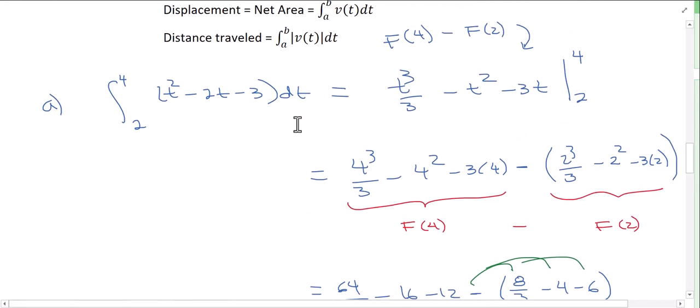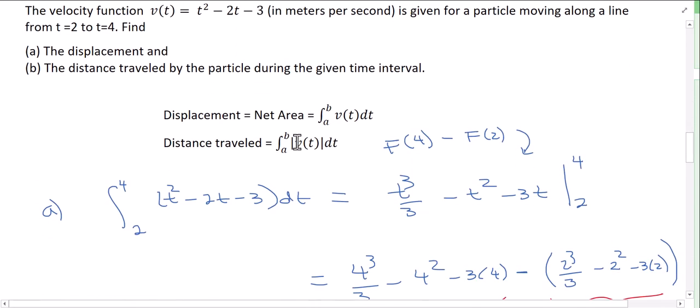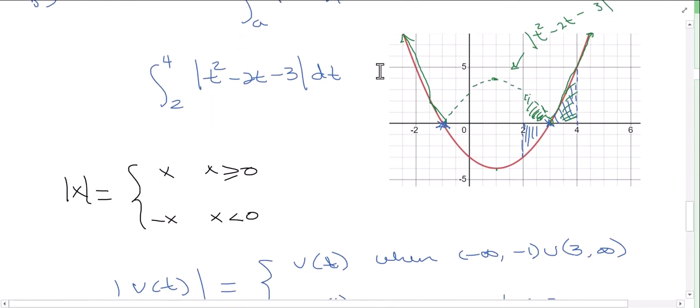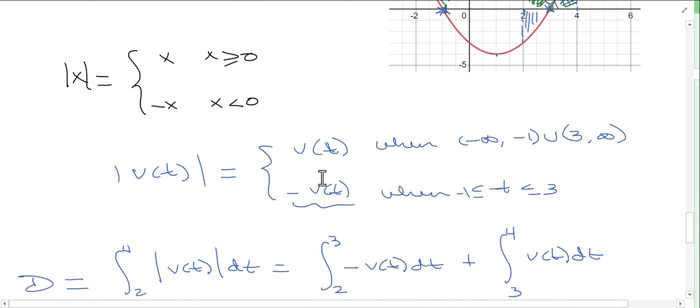And so the formulas to remember here: the displacement is the net area, which is the integral from a to b of whatever velocity function you're given. The distance traveled is the integral on the interval you're given of the absolute value of the function. Now here, I gave you the graph of the function, but what if you don't know what the function looks like? How can you still do it?